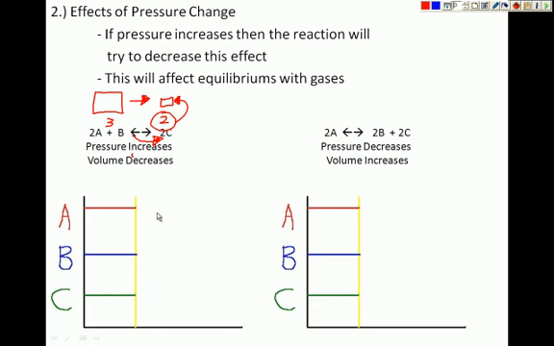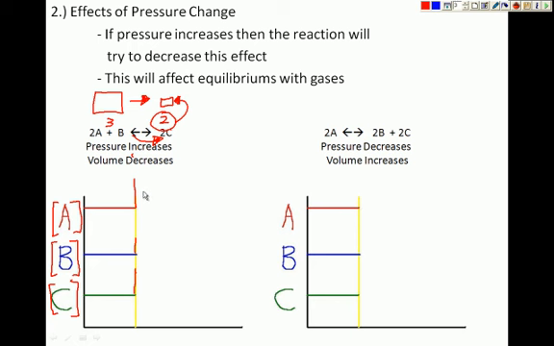So what is going to happen to A, B, and C? Well, for the concentration, because this is concentration on this side, what we can say is that the concentration of all of these is going to increase. Okay, so A is going to increase, B is also going to increase, and C is also going to increase.